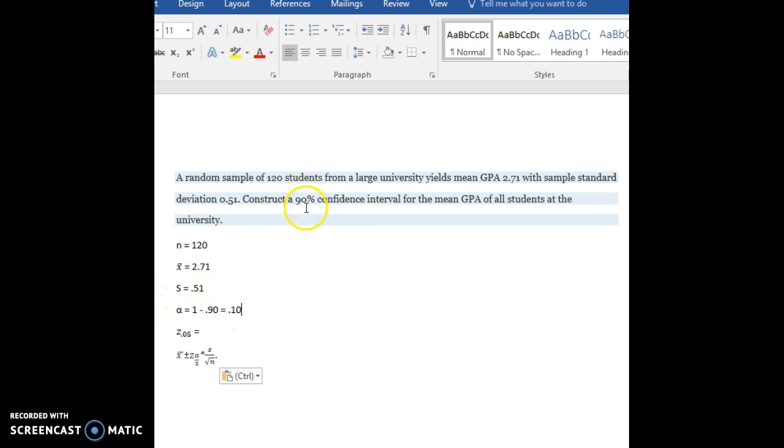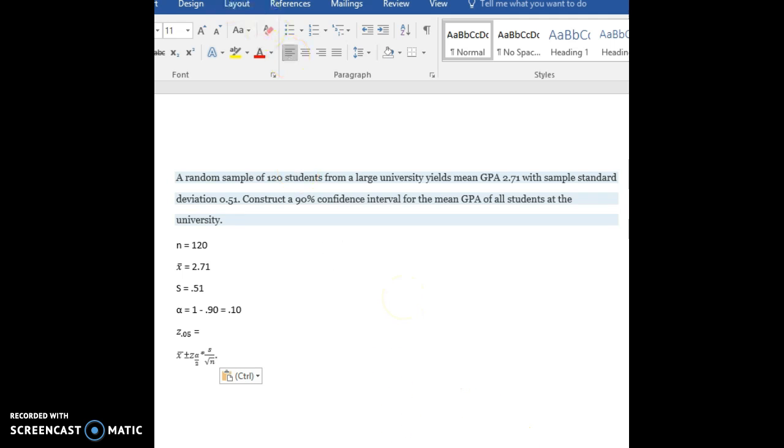Alpha is 1 minus our 90% confidence level as a decimal, so alpha is 0.10. Now, remember we want to look up alpha over 2 when we go to our standard normal table. So alpha divided by 2, our 0.10 divided by 2, gives us 0.05. We want to look up an area of 0.05. And remember what we did in our last example. It's going to give us the negative z-value, but it's the positive z-value we really want. We're using the fact that the bell curve is symmetric to get the positive value.